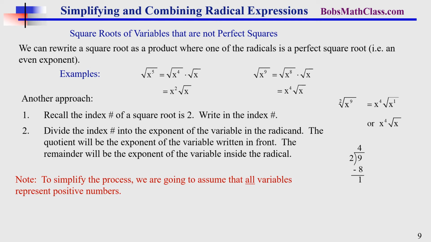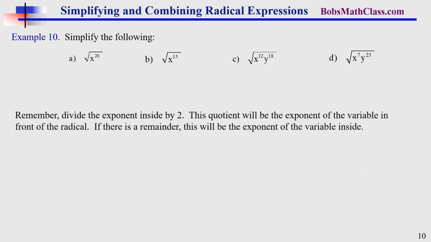Again, to simplify this process, we're going to assume that all variables represent positive values or positive numbers. We don't have to worry about that absolute value. Okay? Okay, let's do a few more. So we're going to divide by 2. So here's our first one, x to the 20th. 2 goes into 20 how many times? 10. Is there a remainder? No. So there's nothing left inside the radical.